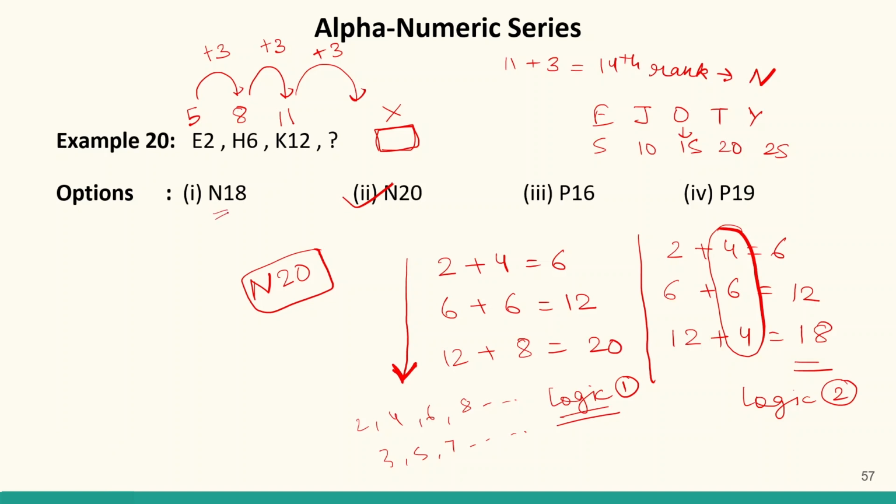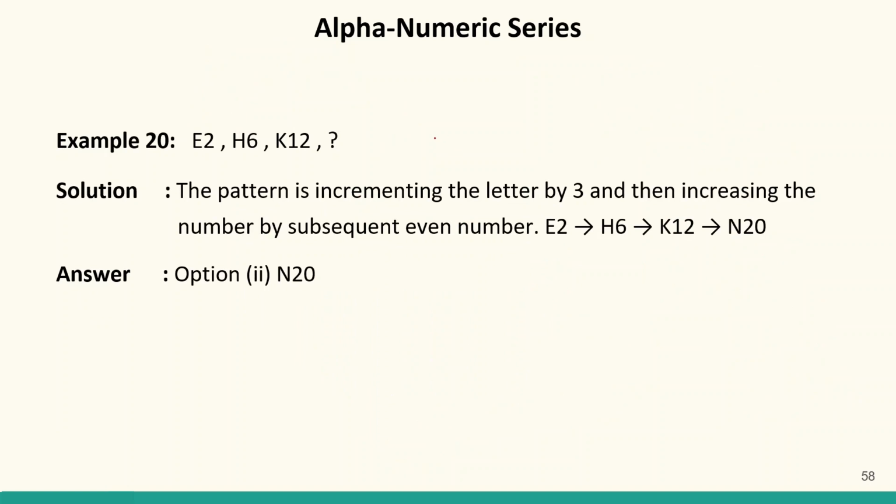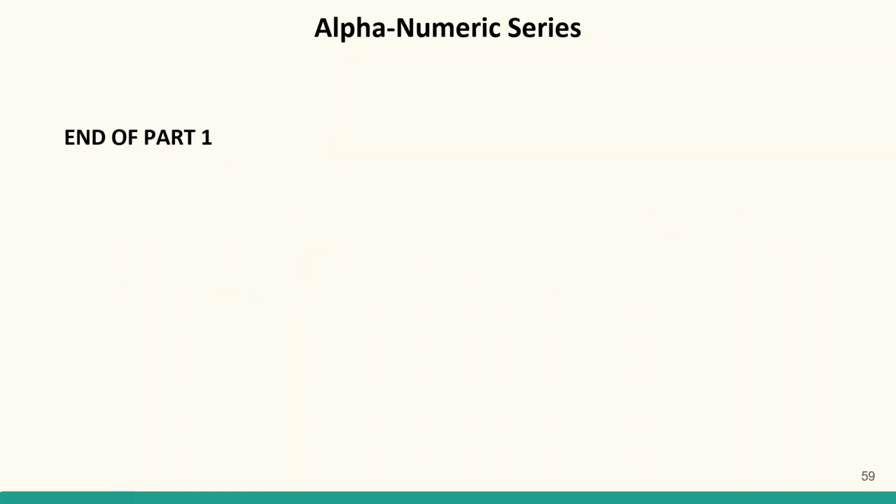This could also be the answer, right? But we do not have a next element to check whether this is correct. So we'll go by the normal logic. This is the normal logic, right? So the option will be second, which is N20. So this concludes our lecture for today. Thank you so much.